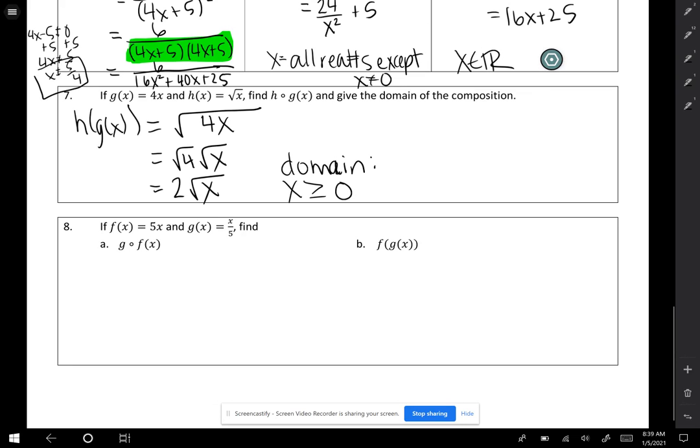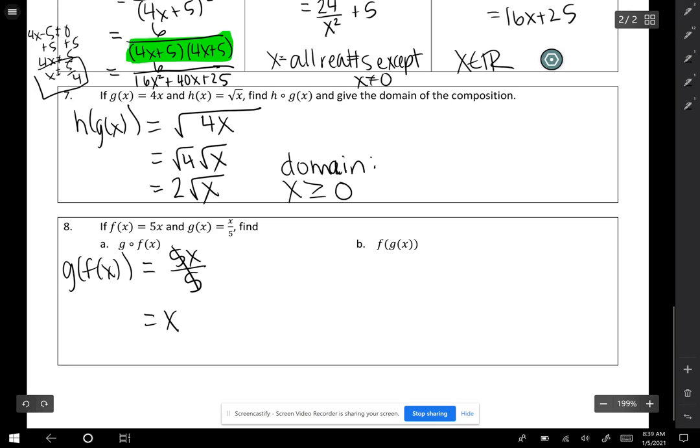For number 8, it says if f equals 5x and g equals x divided by 5, find g of f of x. So for g of f of x, I'm going to start with g, which is x over 5. So I'm going to put over 5, but I'm replacing x with f. So I'm going to replace x with 5x. When I simplify that, the 5's cancel out. So g of f of x just equals x.